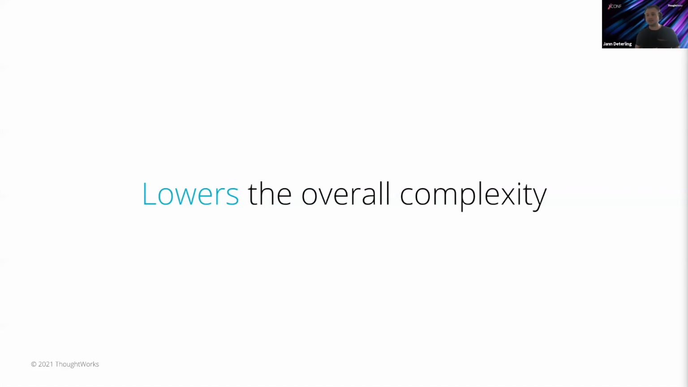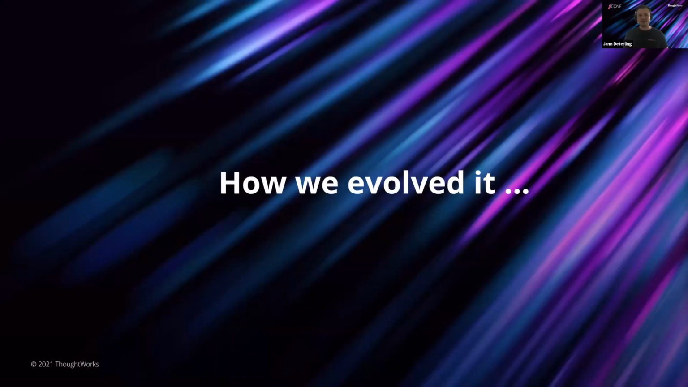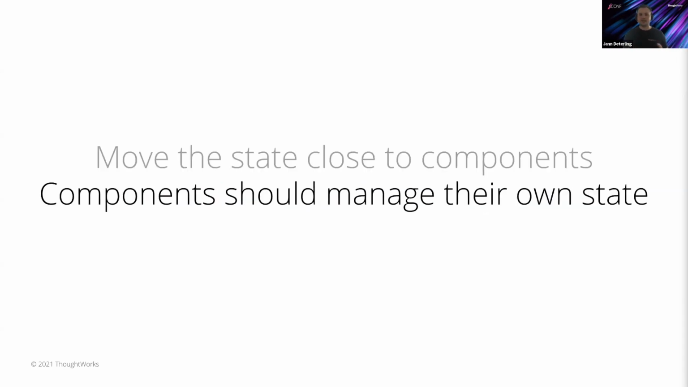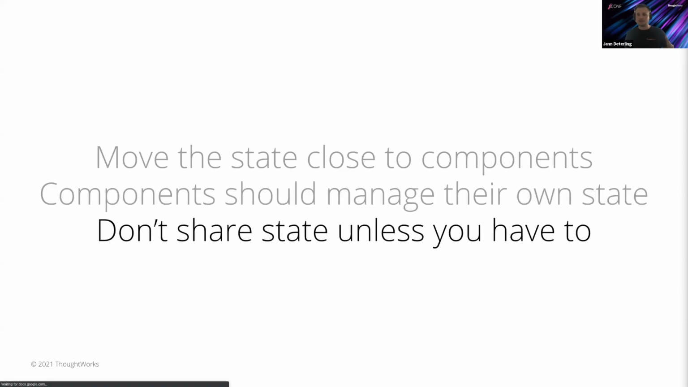Furthermore, it lowers the complexity in the overall front end that we had. The shared reducer was quite heavy and it was quite complex to understand for new teams that joined the product or new members who joined the project. And last but not least, we want to show you how we evolved it. Basically, we tried to move the state close to our components. And the benefit of doing that is that components can manage their own state. They are now able to maintain the state, to manipulate it. And we also said that we don't want to share state unless we really have to.